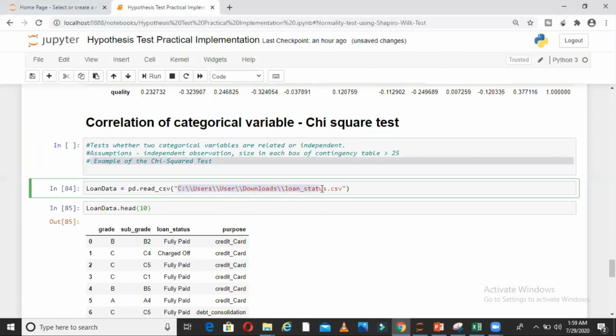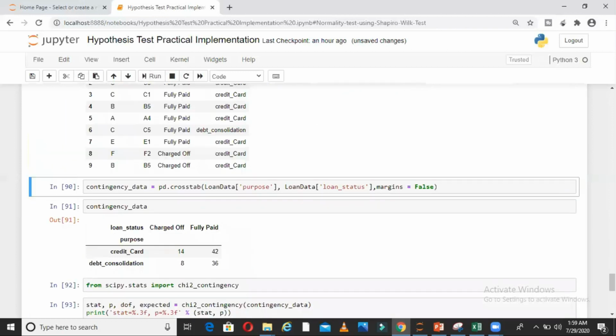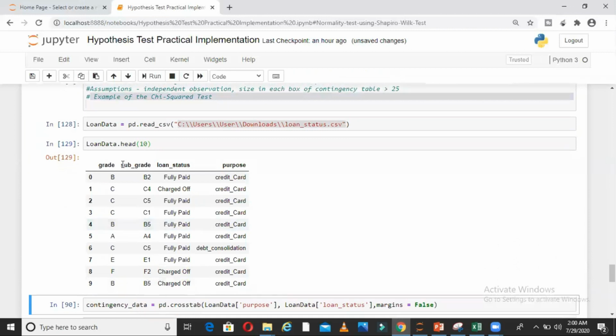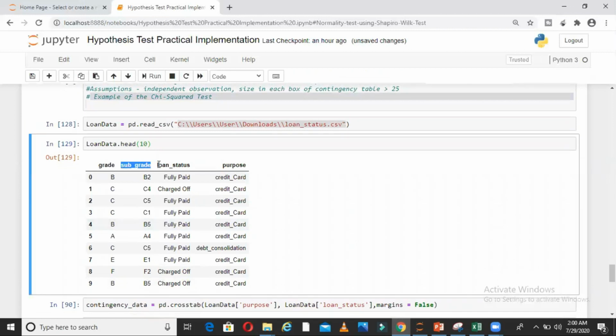Loan data I am importing here. This is my input data, loan status.csv. How this loan data looks is like this. If you can see, there are different subcategories of loan status, whether the loan is fully paid or charged off. And then what was the purpose of the loan, credit card or debt consolidation. Two categories only I have put here.